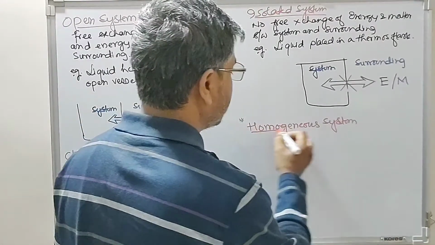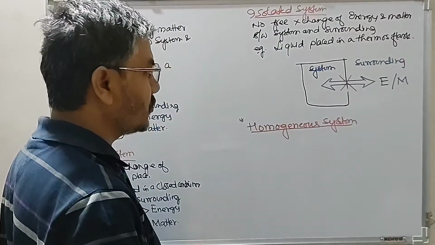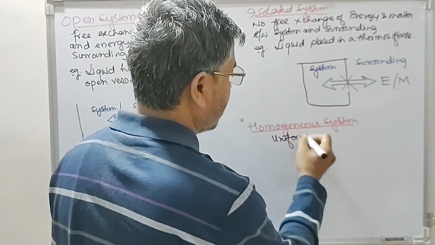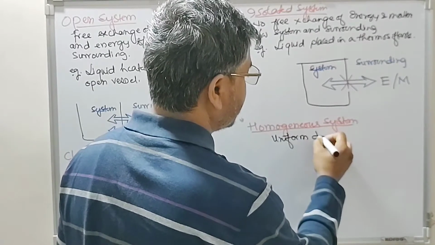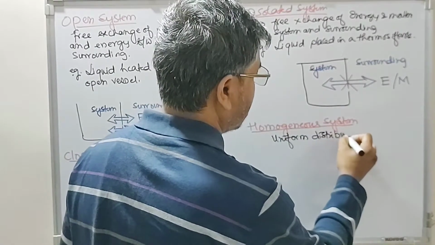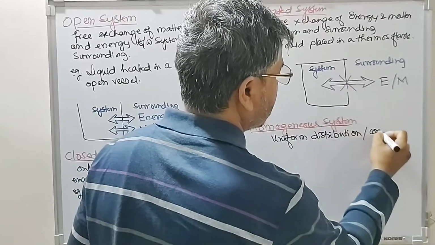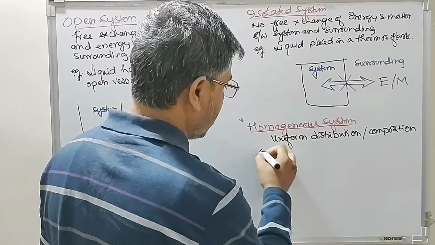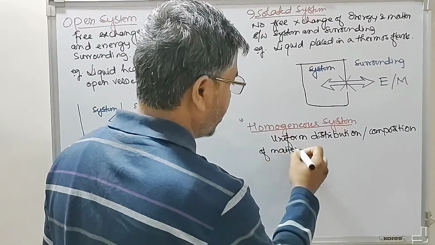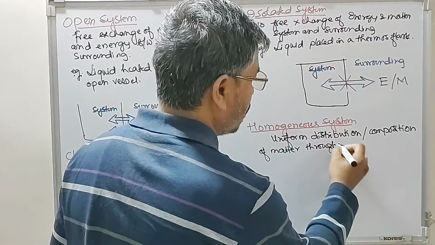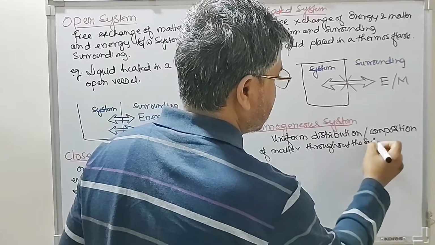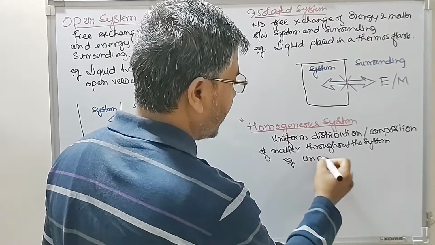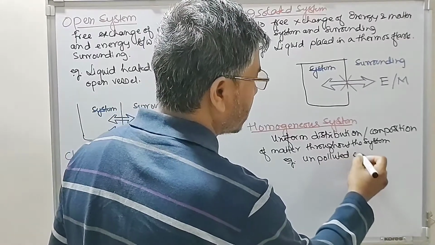So homogeneous system means uniform composition throughout. Uniform distribution or composition of matter throughout the system, that is known as homogeneous. Example is unpolluted air.